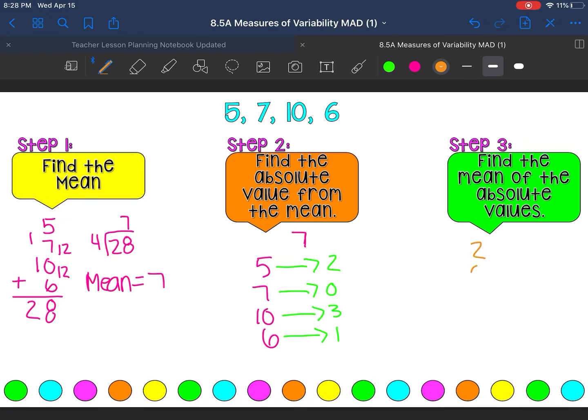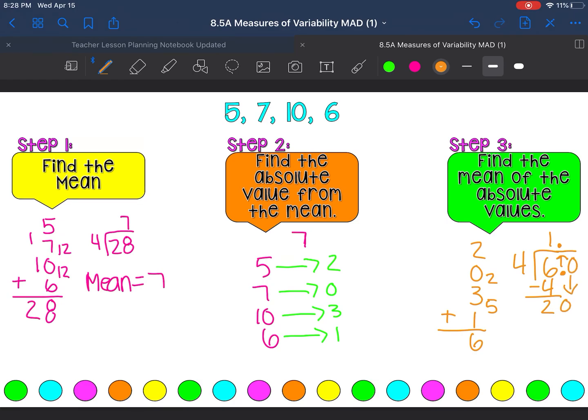So now I'm going to take those numbers, 2, 0, 3, and 1, and I'm going to find the mean of those numbers. So I'm going to do 2, 0, 3, 1, and add them up. 2 plus 0 is 2. 2 plus 3 is 5. 5 plus 1 is 6. Now remember, when I find the mean, I'm finding the average. So I add them all up, and then I take that 6 and divide it by the amount of numbers I added together, which is 4. How many times does 4 go into 6? Once. 1 times 4 is 4. 6 minus 4 is 2.